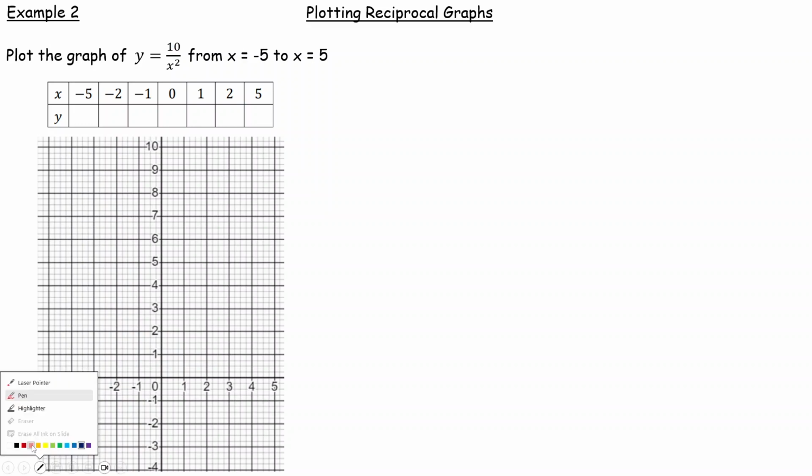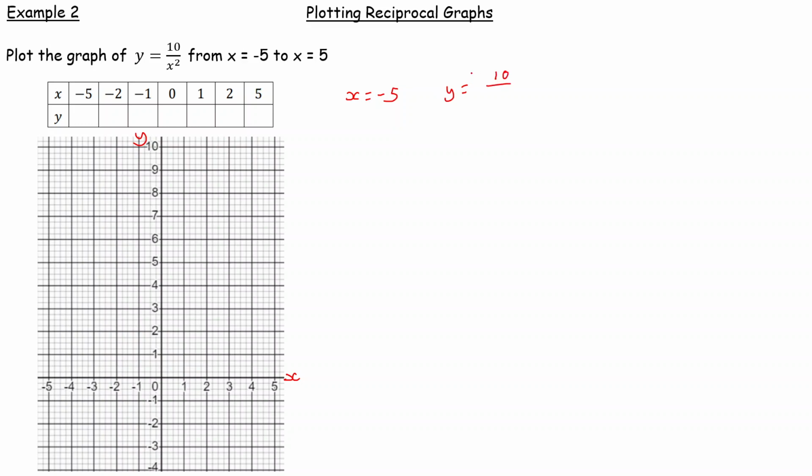So we're plotting this again on an x and y axis, between minus 5 and 5, with x going from minus 5 up to 5. They haven't gone all the way up in increments of 1, otherwise it just takes too long. Let's begin with x equal to negative 5 and put it into our equation. So y is equal to 10 over, and definitely use brackets here because you've got a negative and you're squaring, so x is minus 5, and we are squaring it.